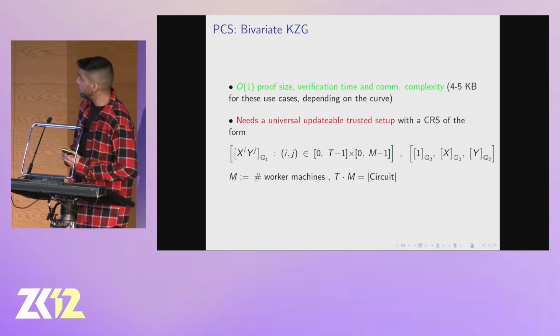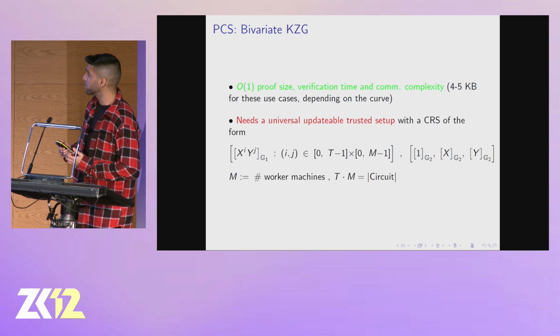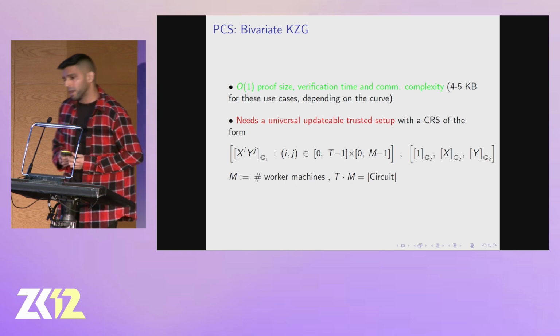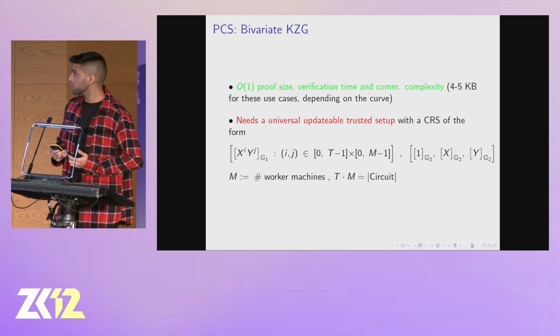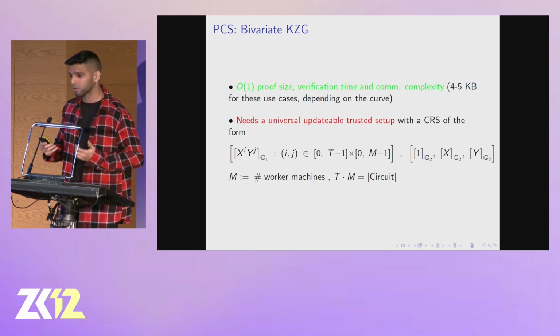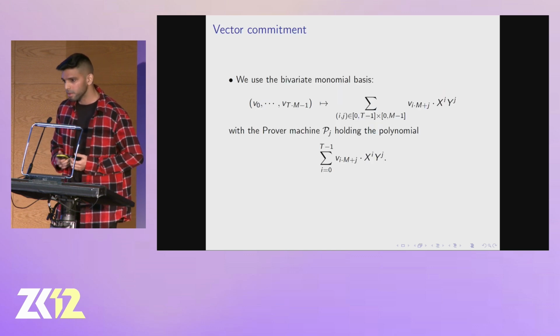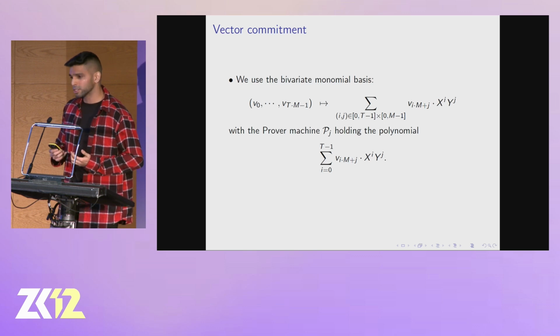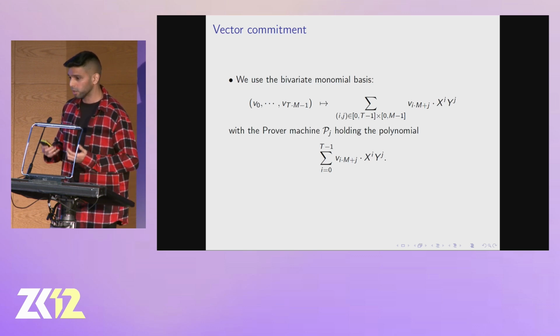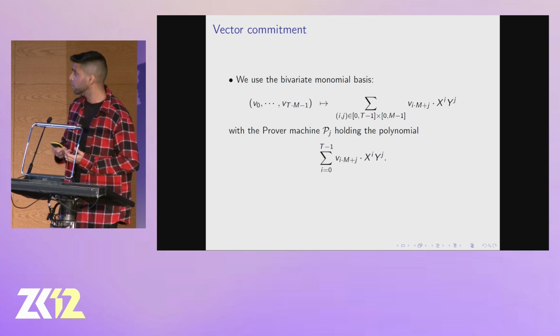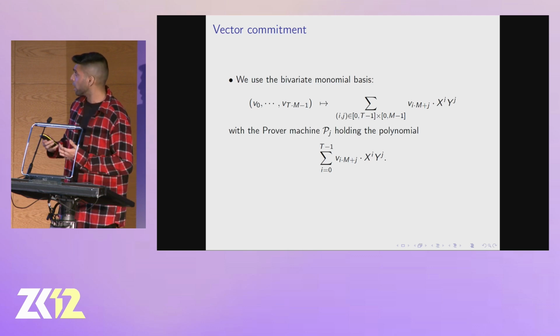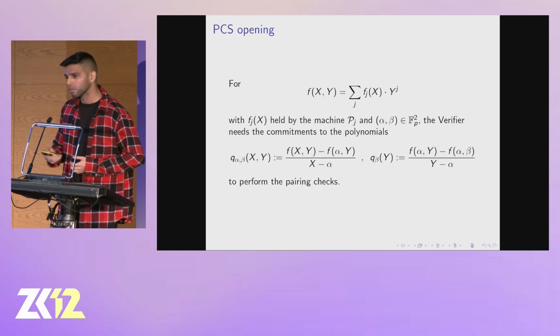Alrighty, so here are some of the design choices. The polynomial commitment scheme that we use is a bivariate KZG. A downstream effect of that is it gives you constant proof size, verification time, and communication complexity. It requires a trusted setup, which is not ideal, but if you look around, most of the hash-based solutions at the moment are wrapping their proof inside a Groth16 circuit. So I feel like we're already making that Faustian bargain in some way. Because there is no efficient Lagrange basis to work with, we use the coefficients, in other words, the bivariate monomial basis, to commit to vectors, with each of the machines holding a part of this polynomial.